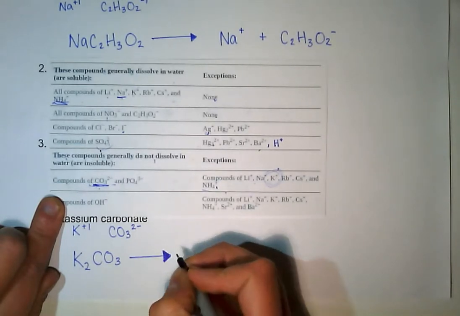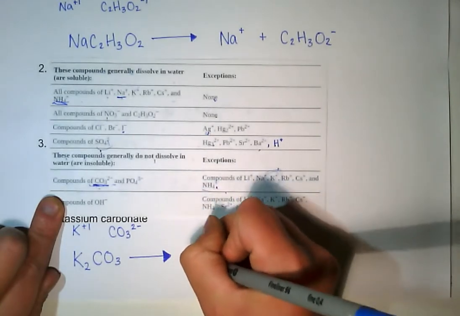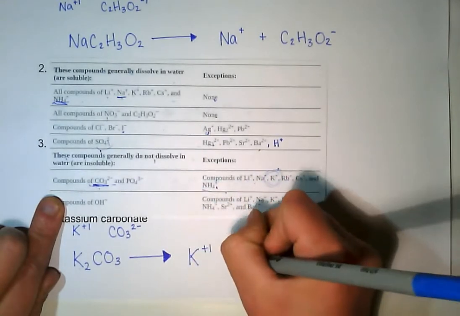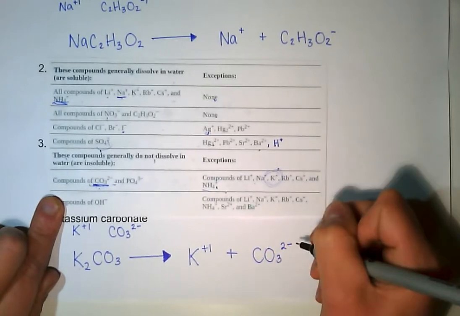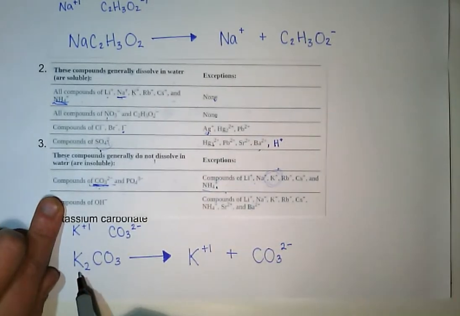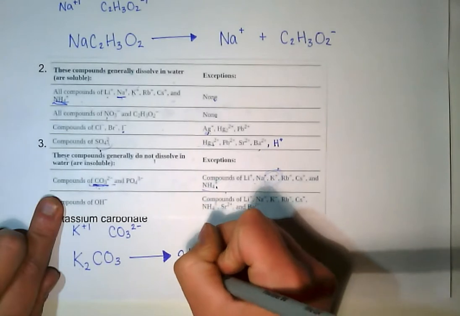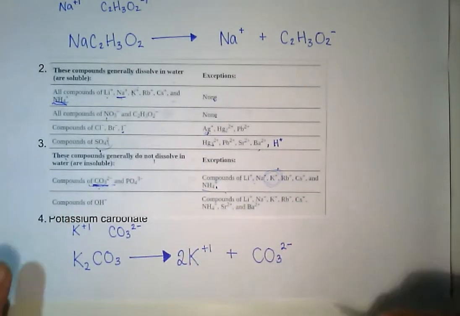So we have potassium with a +1 charge, and then carbonate with a 2- charge. And then this equation needs to be balanced because for every 1 mole of potassium carbonate that breaks up, we will get 2 potassiums and 1 carbonate.